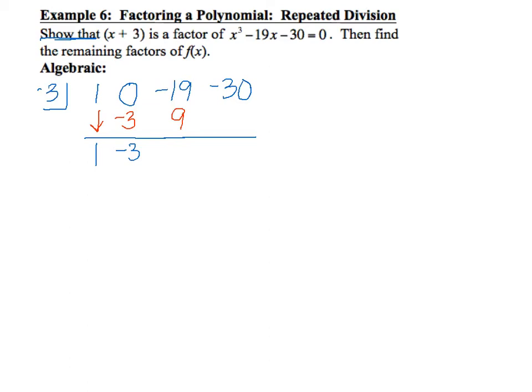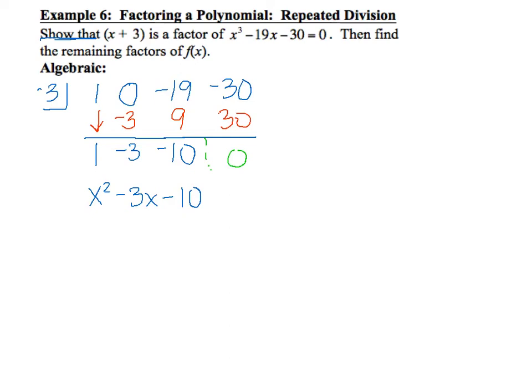When you add negative 19 and a positive 9, that's going to give you a negative 10. Negative 10 times negative 3 is going to give you a positive 30, which when you add those down, means your remainder is going to end up being 0. If your remainder is 0, that means x plus 3 is a factor. Now if you look at your depressed polynomial, you're going to have x squared minus 3x minus 10.